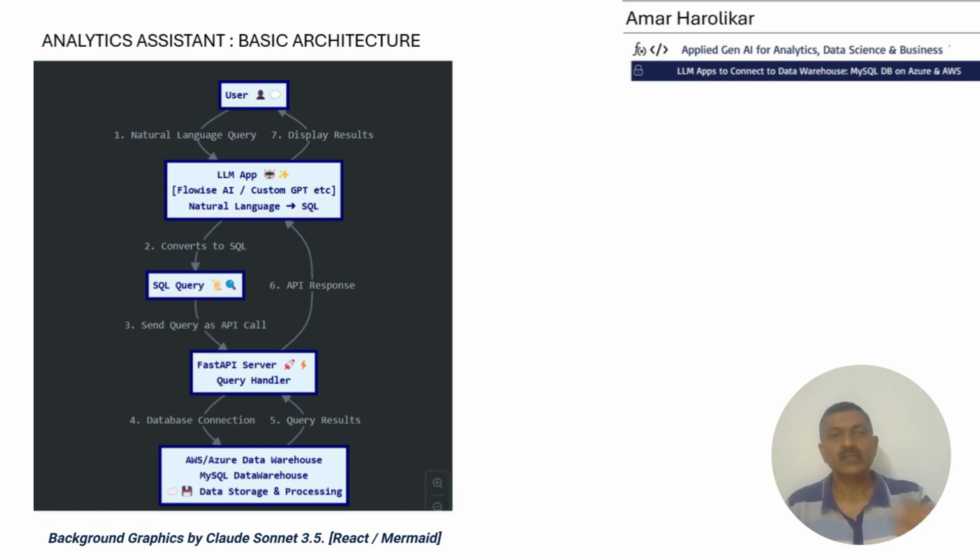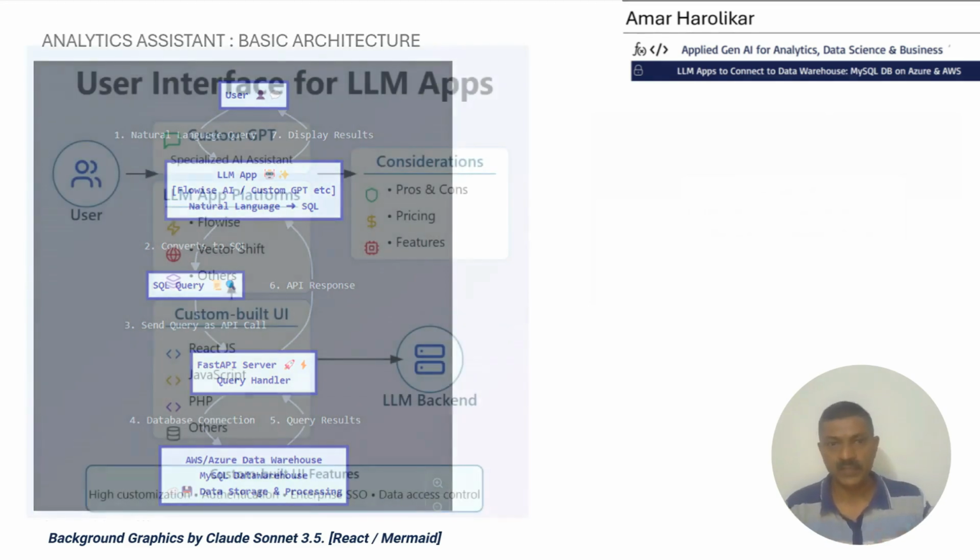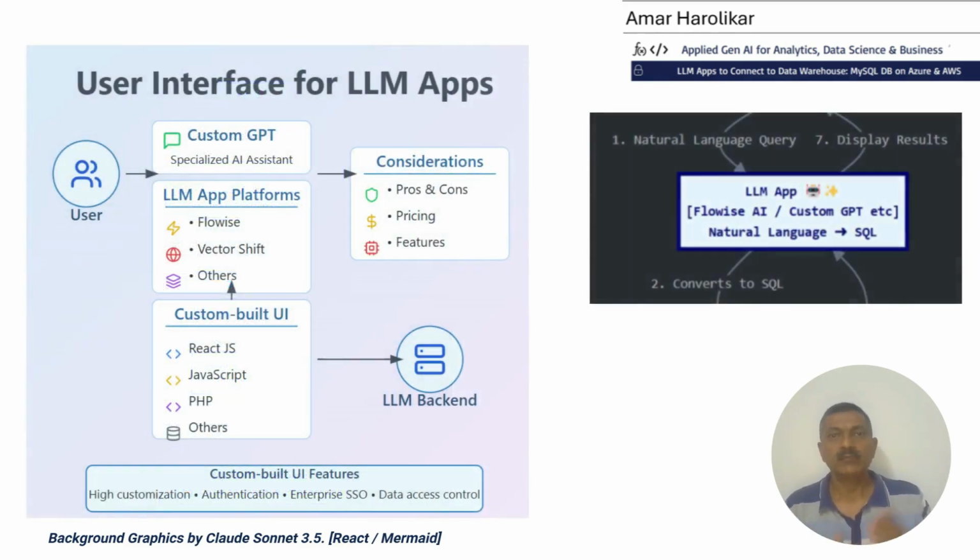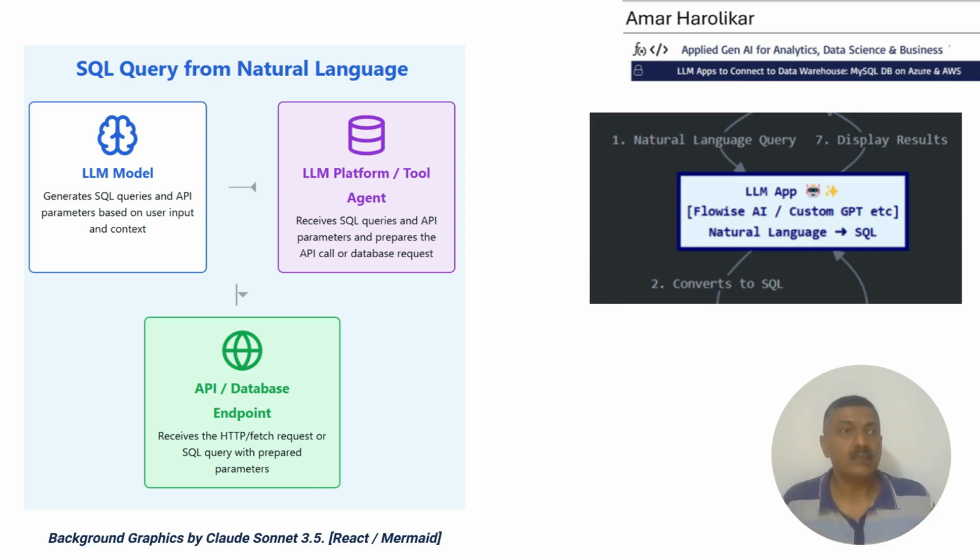So we start with the user and the user interface. Any user interface can be a custom GPT, or a front end built with tools like Flowise, VectorShift, or any of the other numerous LLM platforms. Each platform or tool has its own pros, cons, pricing and considerations. Alternatively, it can be completely custom built using React, JavaScript, PHP, and then create the right API call, or rather the parameters to be passed for the API call. That's all that it does.